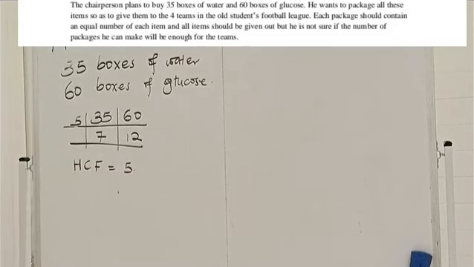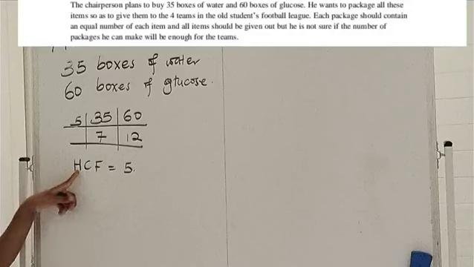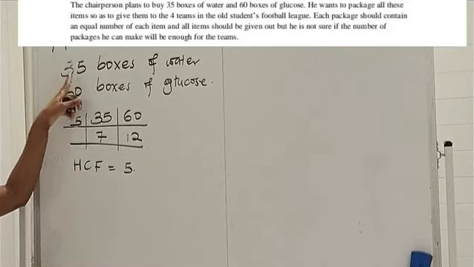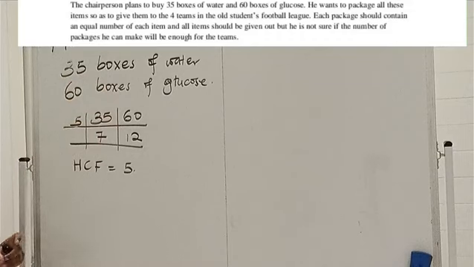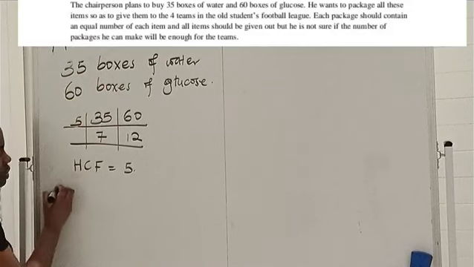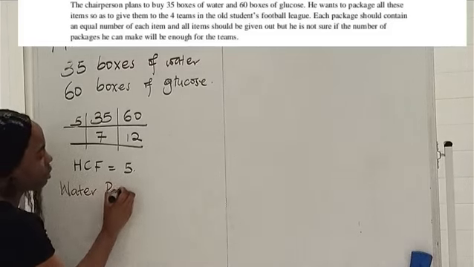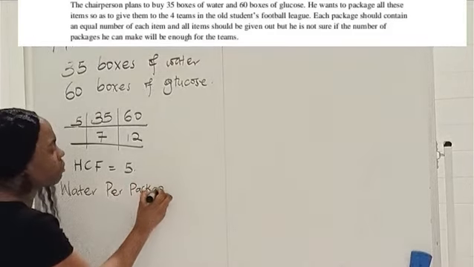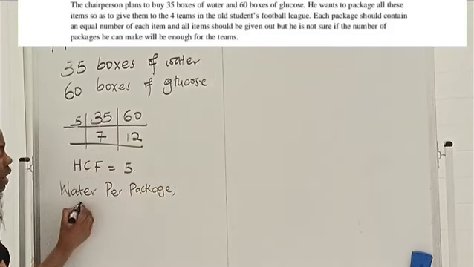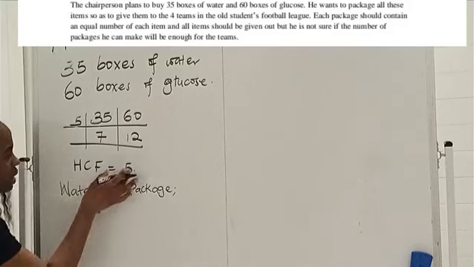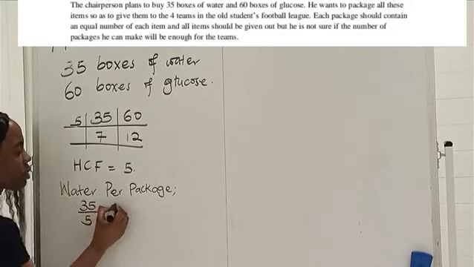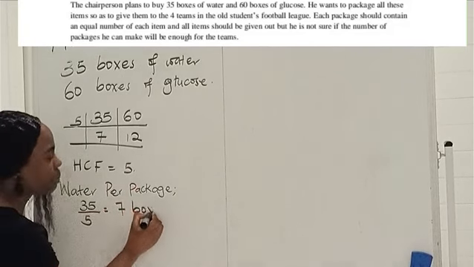Now they want us to find the number of each item that will be in the package. After getting the HCF, we look at the boxes of water and the boxes of glucose, and we get to know how many boxes will be in each package. Let us start with water per package. The boxes of water are 35, divided by the HCF, which is 5. So these are going to be 7 boxes per package.